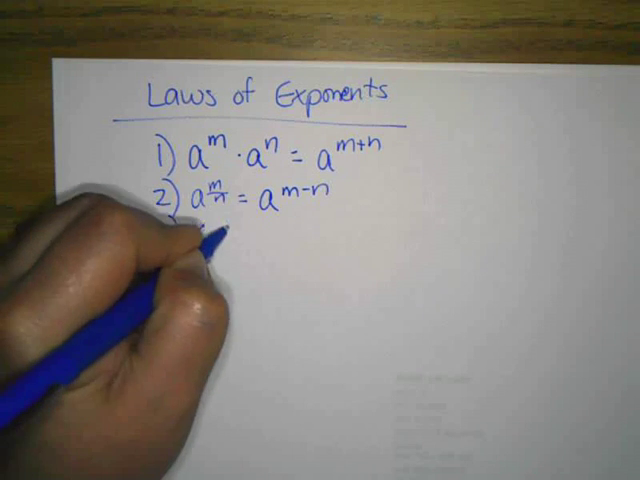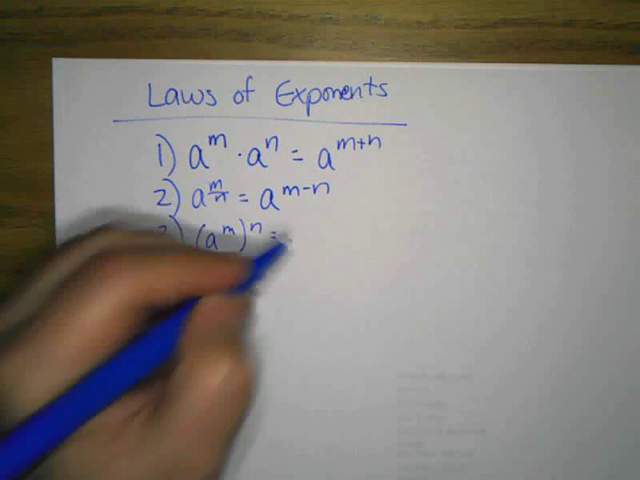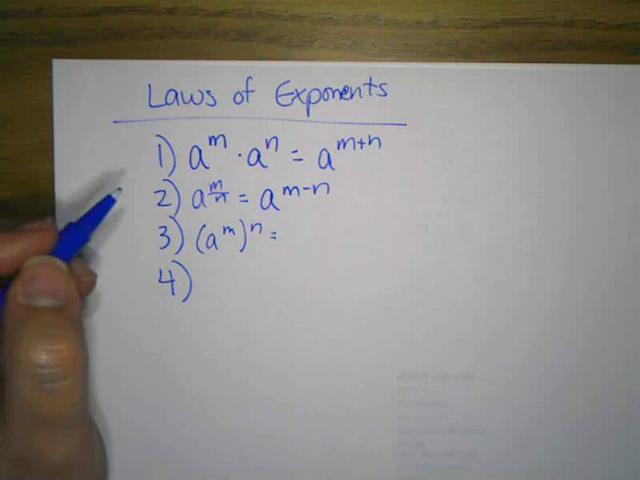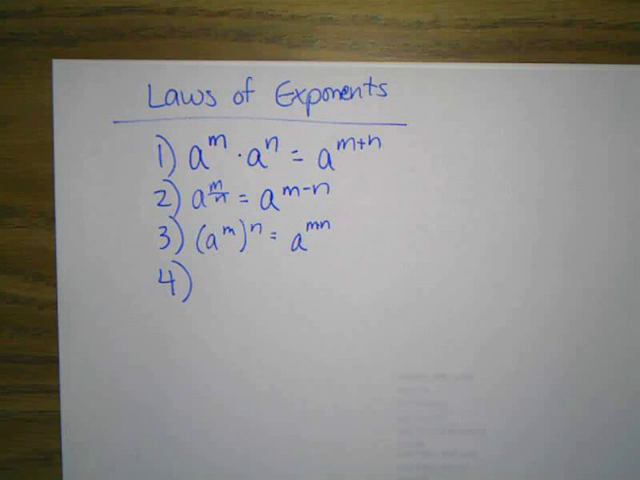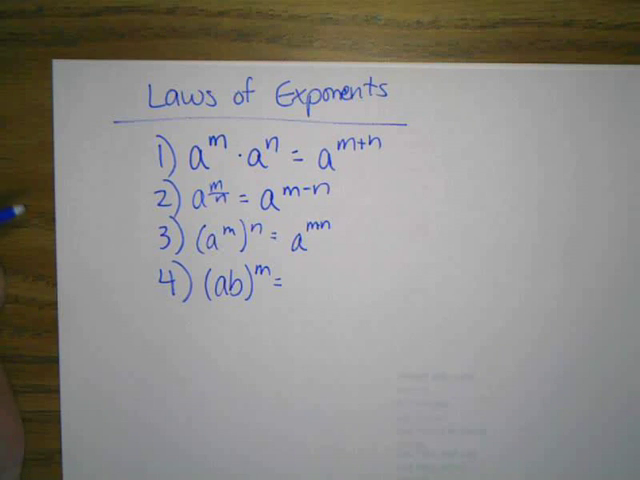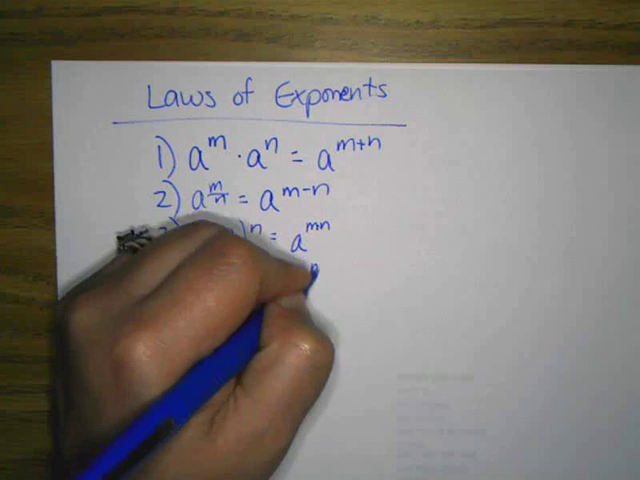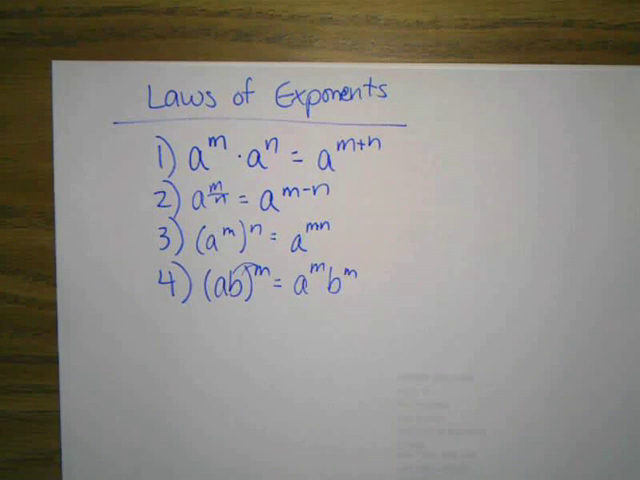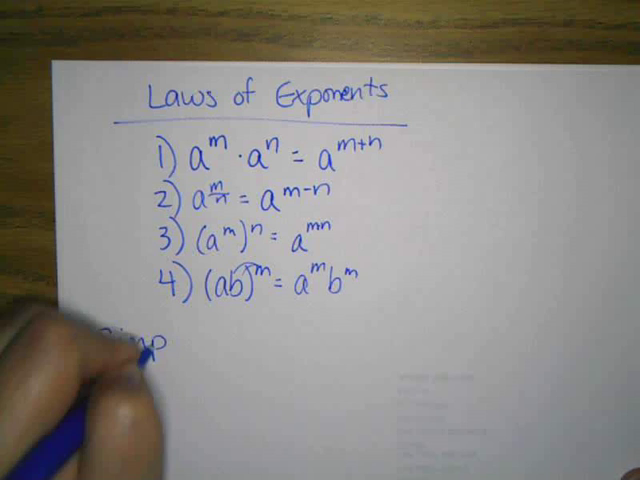Okay, a to the m all raised to the n. This is called a power to a power rule. And you should know, if you don't, that we multiply a to the m times n. And now we have the quantity ab to the m power, and it's kind of like distributing that exponent. We have a to the m, b to the m. Take a moment, get that written down. I will try a few with you.